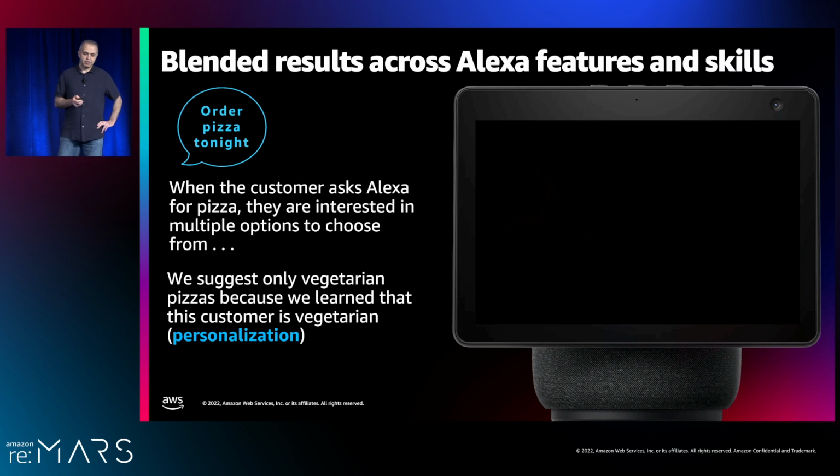Yeah. So what you see here is, the request is a bit ambiguous, like order pizza tonight. We don't know what the customer wants, so we gave possible options that we think the customer would be interested in. We also gave relevant results, as in the customer is vegetarian. We only show the vegetarian options to the customer. It's clearly enriching the interaction with Alexa and leveraging the multimodal device screen as well.